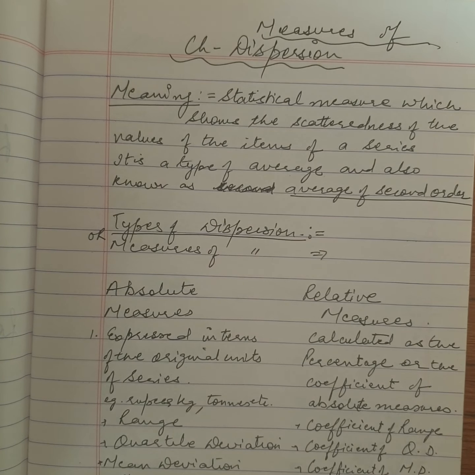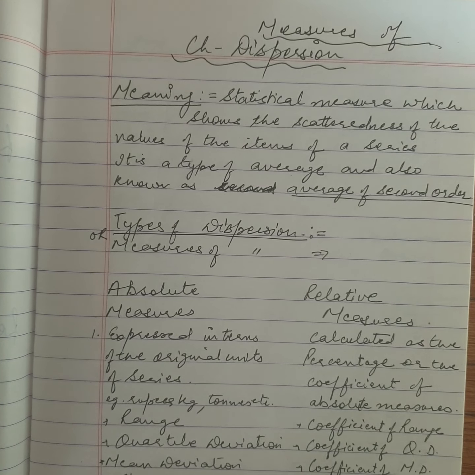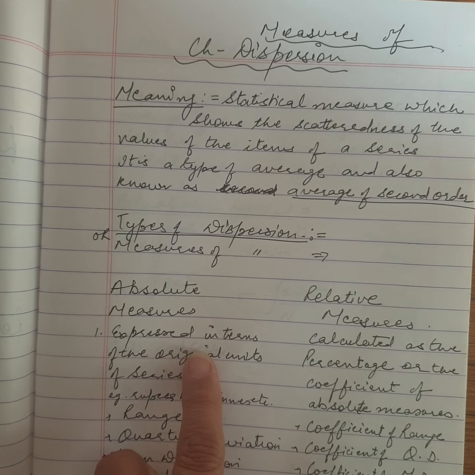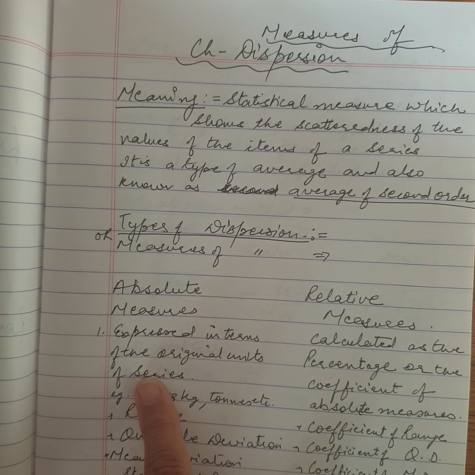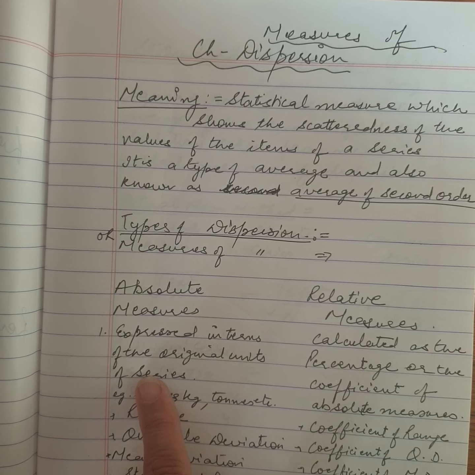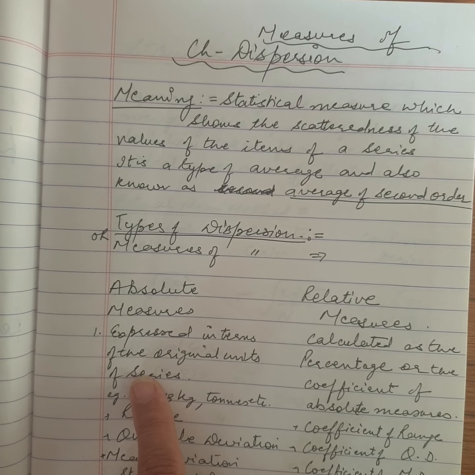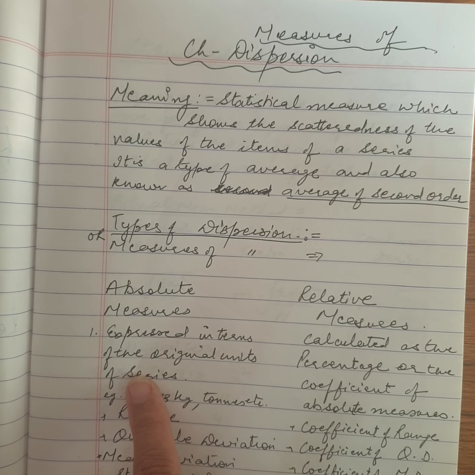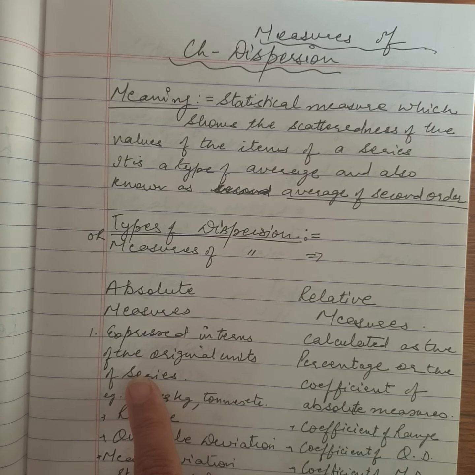We have two sets of measures of dispersion. One is known as absolute and the other is known as relative. Absolute measures of dispersion are expressed in terms of the original units of the series. They are expressed in the same statistical units in which the data is given, like kilograms, height, weight, centimeters, etc. So they are expressed in the same units in which the data is given.